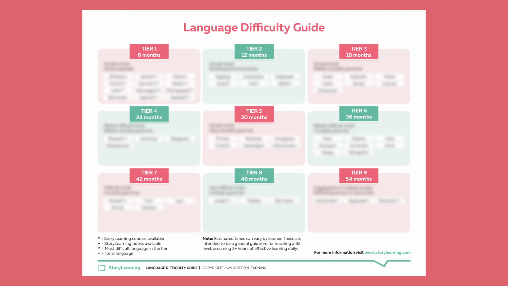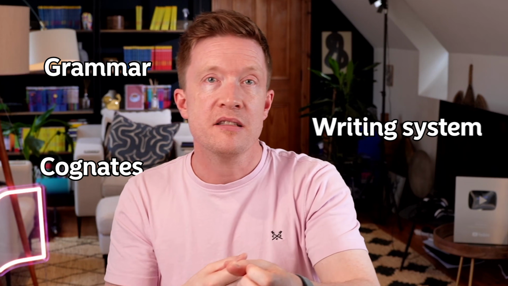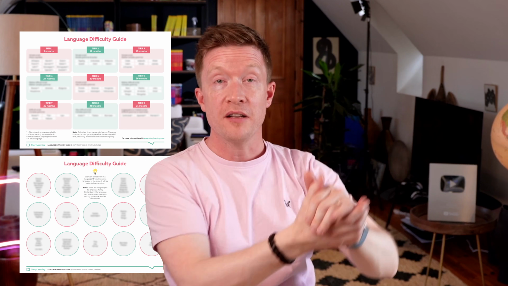But I know that you, as a viewer of this channel, know more than just English. So I created this StoryLearning language difficulty chart to rank major languages by difficulty and also show hidden similarities between connected languages. But these are not just grouped by language family. That's far too superficial. Our connected languages are grouped by things like grammar, cognates, writing systems, or some other similarity that makes it easy to learn that connected language. There's a lot of brain power that's gone into this, and I'm going to give you the full chart downloadable for free too. More on that later.